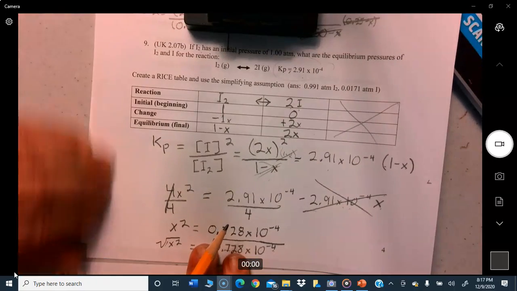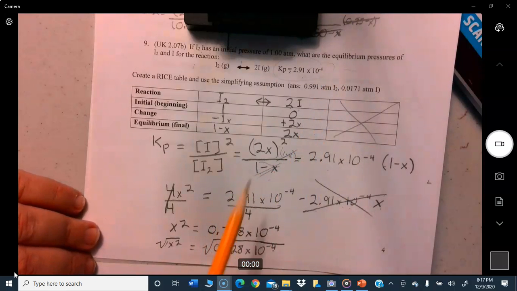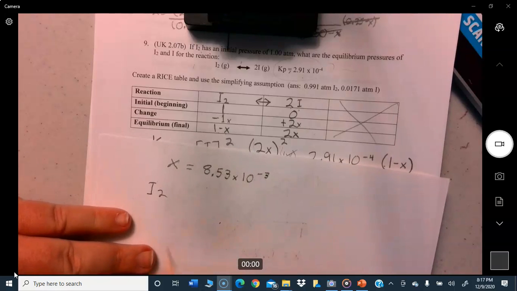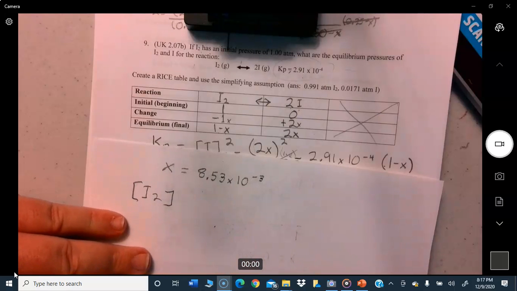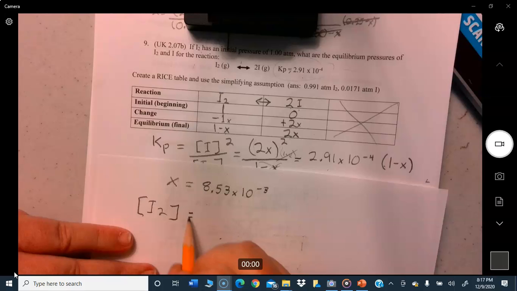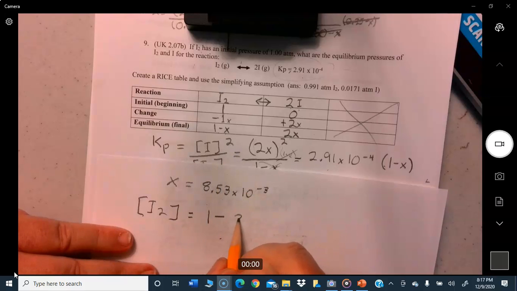So what's the question asking for? I forgot. They want the equilibrium pressures of both of those. So for I2, move this up here. The equilibrium pressure is going to be 1 minus x, and there's our x right there.